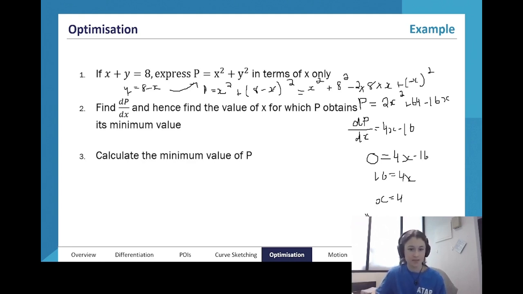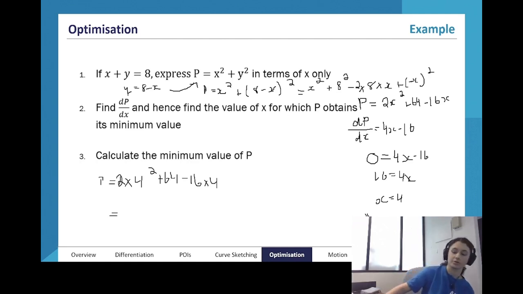Okay, now we need to calculate the minimum value of p. So all we need to do here is sub in our x value for p. So we're going to have p equals 2 times 4 squared plus 64 take 16 times 4. If you can do that in your head, I'm very happy for you. You probably could, actually, I'll show you guys how to do it in your head, just because practicing tech-free really is an important tip, which I'll get to in the end.